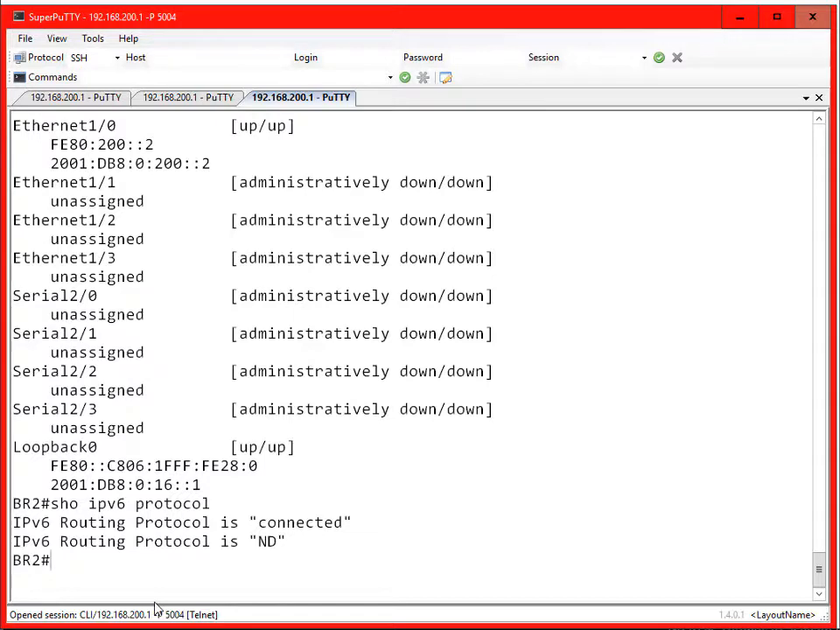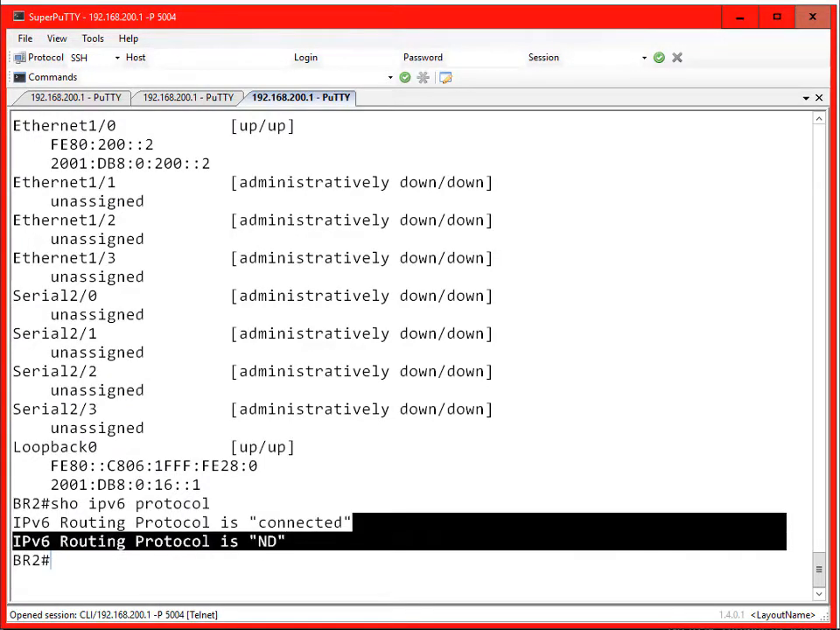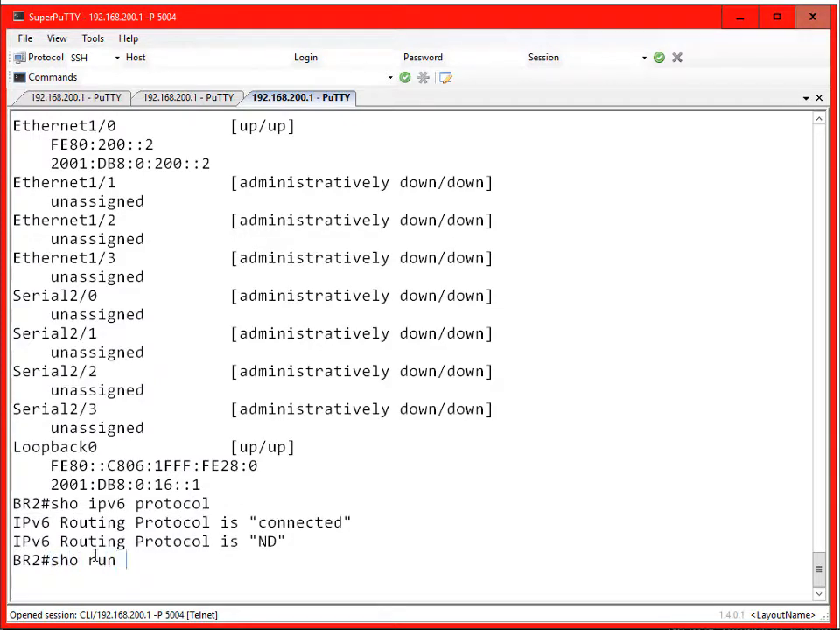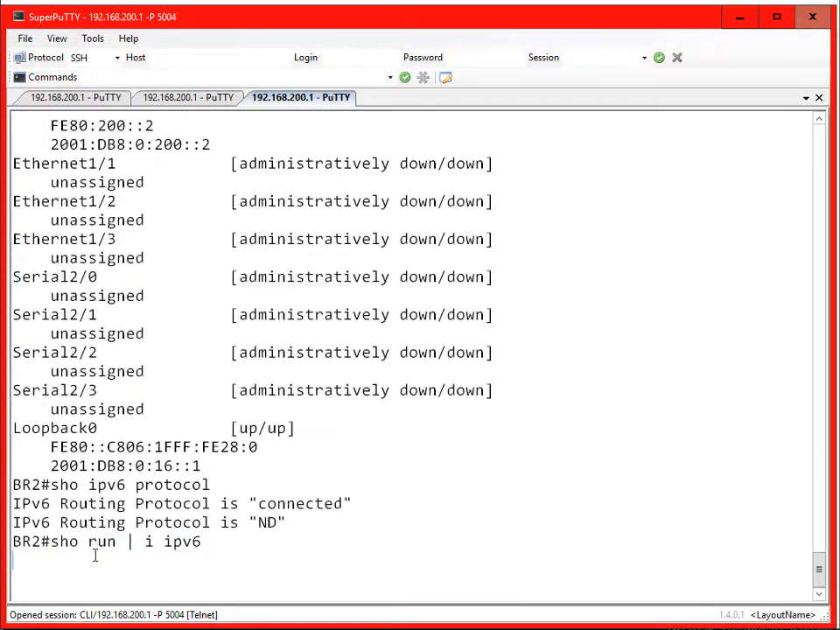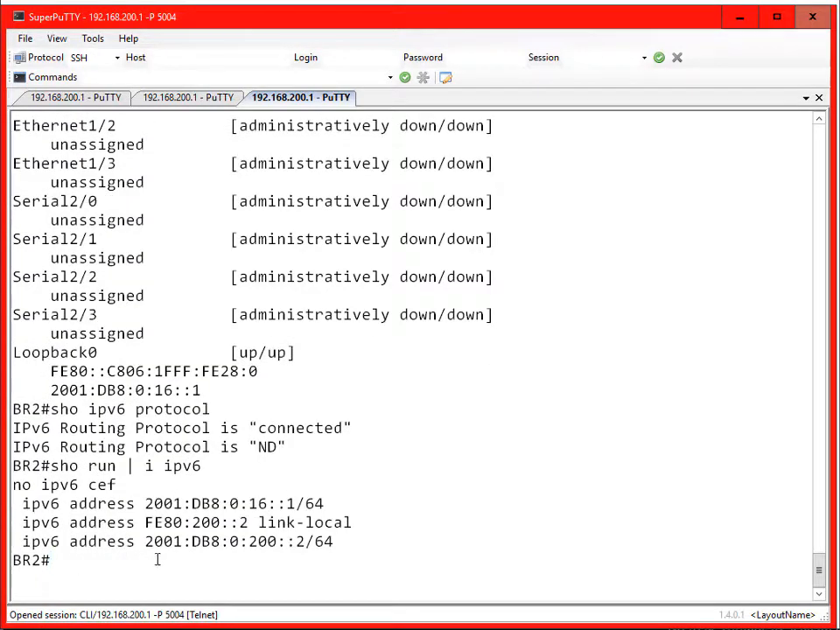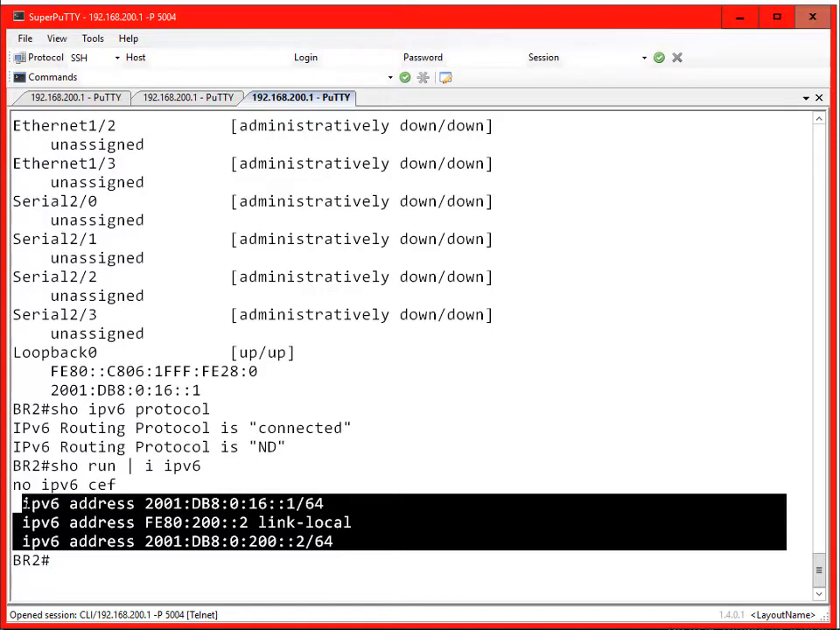I could do a show IPv6 protocols as opposed to show IP protocols. So I can see that IPv6 routing is actually already enabled. If I do a show run | include IPv6, I'll probably see that the IPv6 information is applied, but you can notice here that I do not see IPv6 unicast routing. So if I were to try and enable IPv6 for EIGRP right now, it would give me an error, and so that's somewhat unique in this particular case, right?